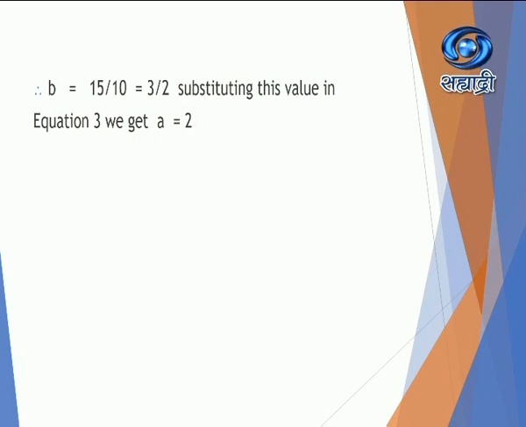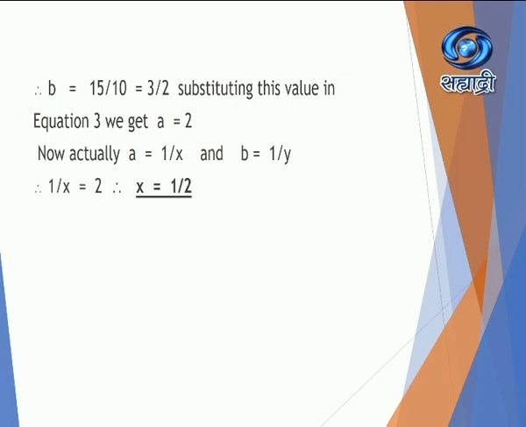Now this is not the end of the sum. What was our a and what was b? Actually, a is 1 upon x, which we had considered, and b is 1 upon y. So let us substitute these values. It becomes 1 upon x is equal to 2. Therefore, x is equal to 1 upon 2, and 1 upon y is equal to 3 upon 2. So y becomes 2 upon 3.